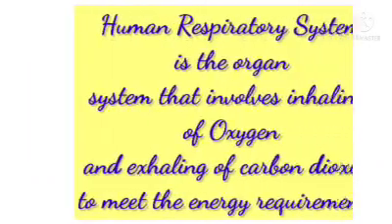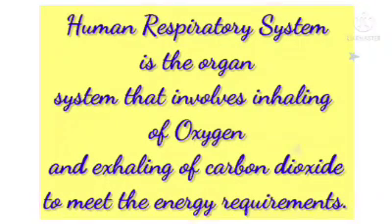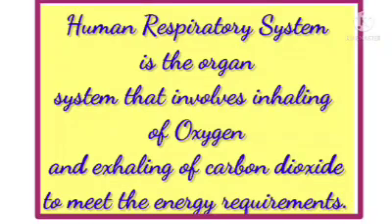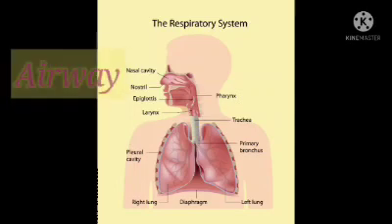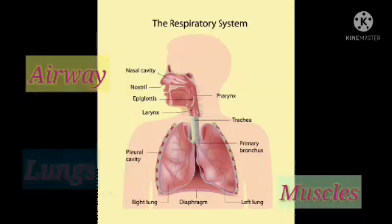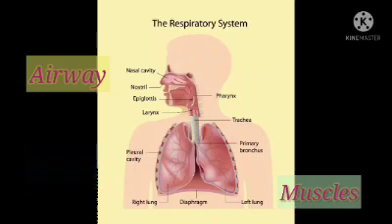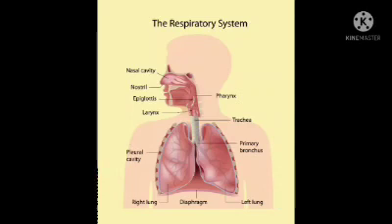Children, the human respiratory system is the organ system that involves inhaling oxygen and exhaling carbon dioxide to meet the energy requirements. There are three major parts of the human respiratory system: the airway, the lungs, and the muscles of respiration that facilitate breathing. Let us have a detailed look at the different parts of the respiratory system and their functions.